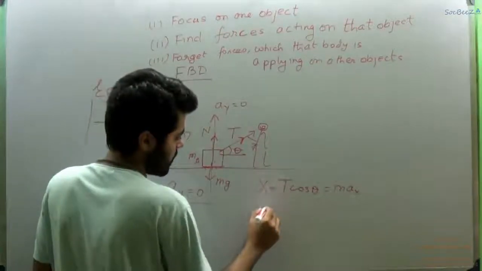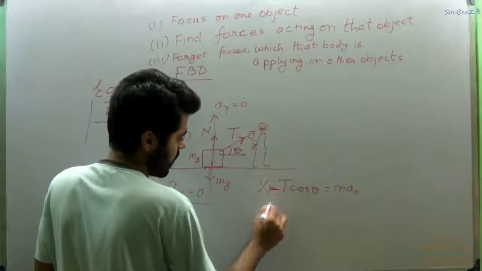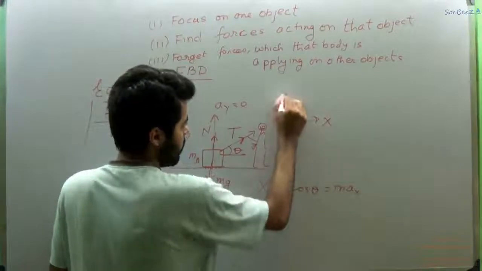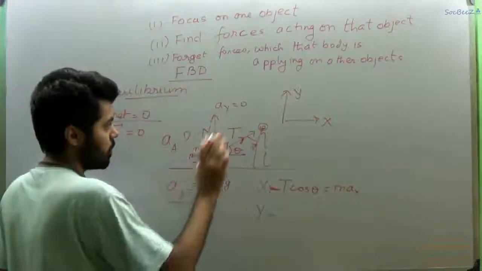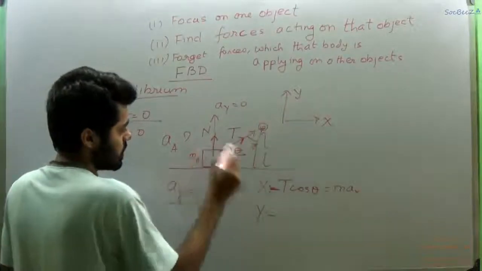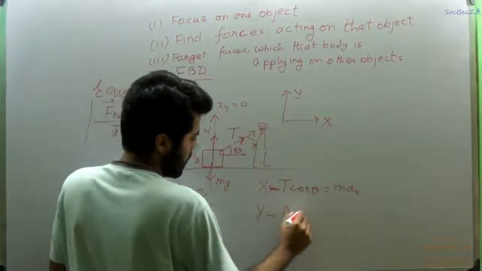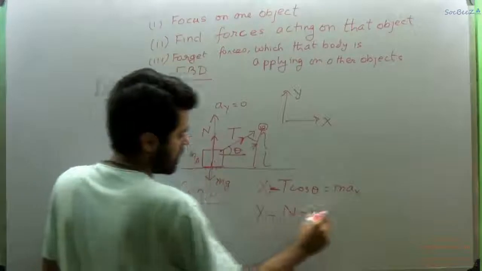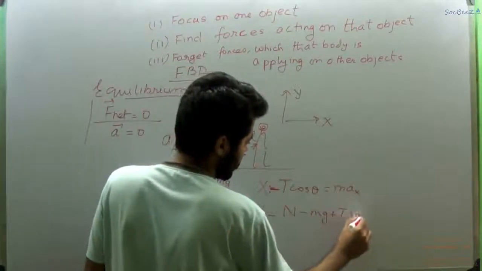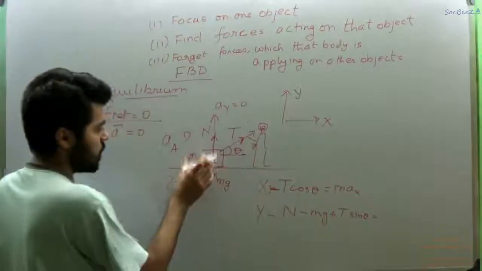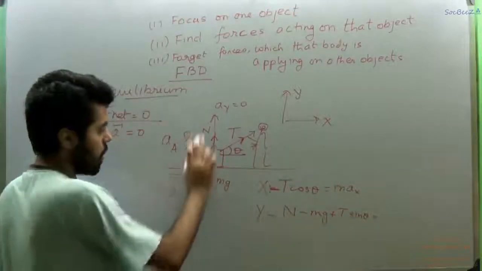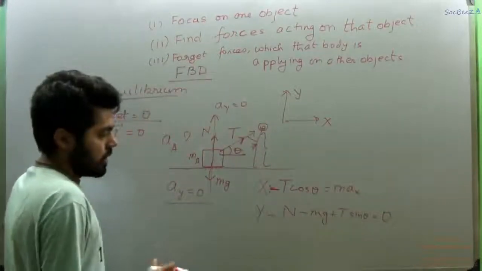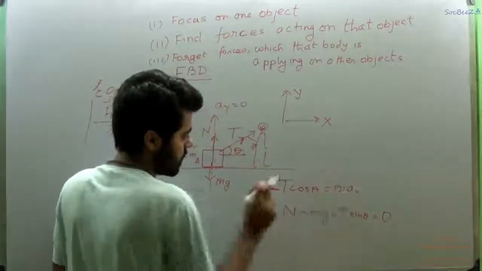For the y-axis, we will write normal, because this is a coordinate system. You have to also keep in mind what is our plus and what is our minus. So we are taking this as plus, this as plus. So you will write here N minus mg plus the y component of T, so plus T sin theta. And it's already said that this object is not going to lift up. It means the net acceleration along the y-axis will be 0. So this is going to be 0. This is our one equation, and this is our other equation.